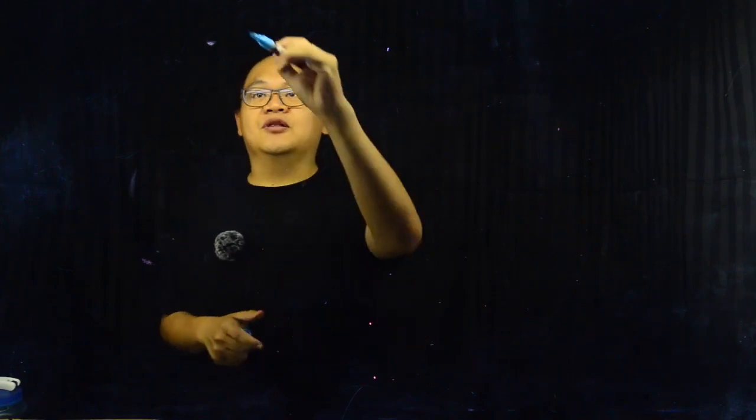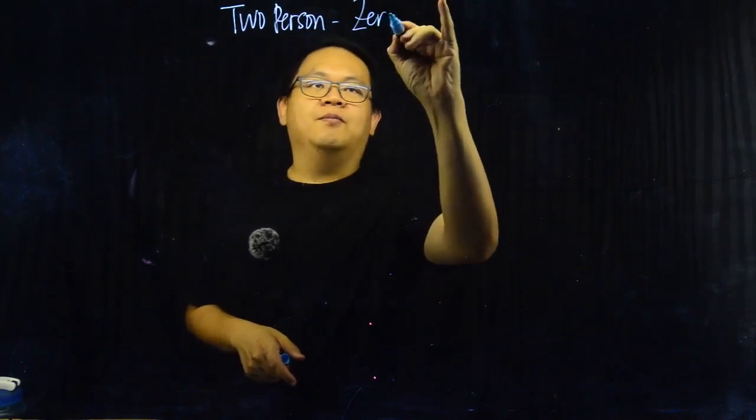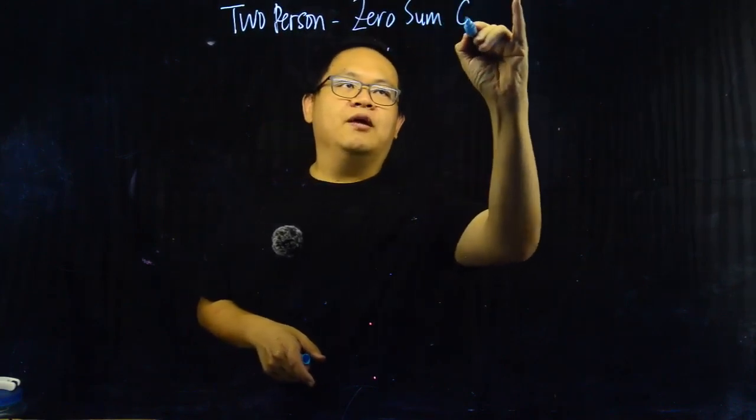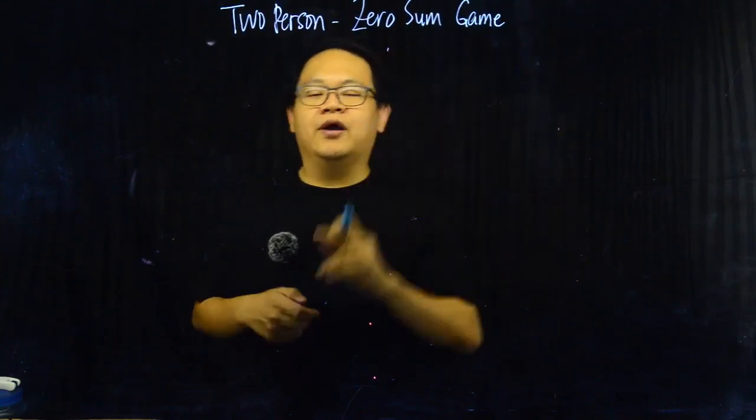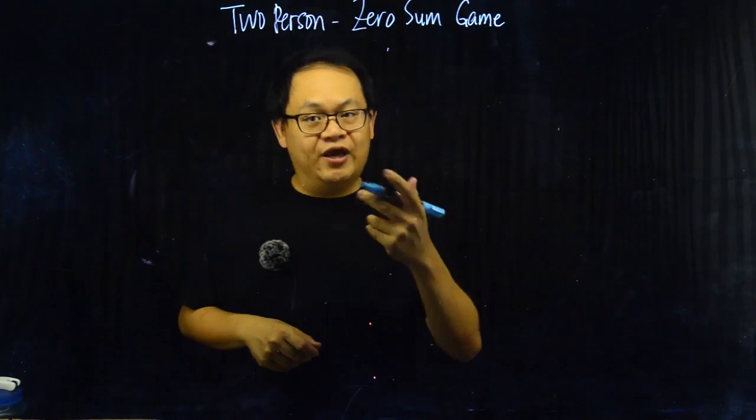Now, if the prisoner's dilemma is a two-person non-zero-sum game, for our lesson, we will be focusing on a different model, and this model is called a two-person zero-sum game. Okay, and this two-person zero-sum game has two elements.